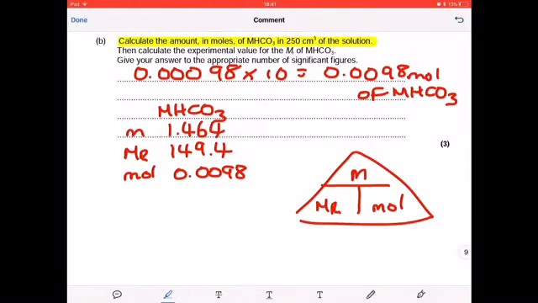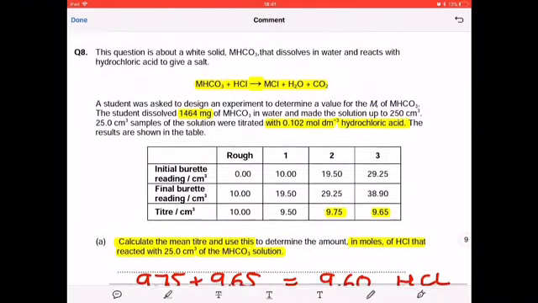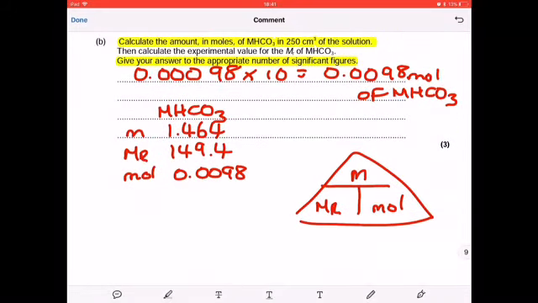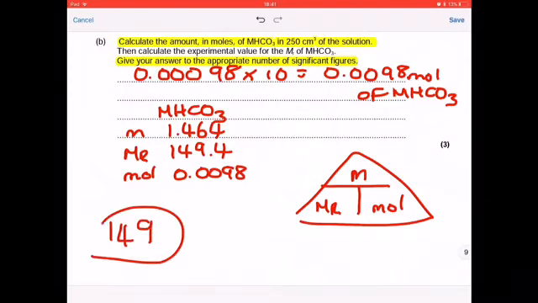It doesn't require you to do any more than that, but remember, to finish the question off, it does ask you to give your answer to the appropriate number of significant figures, and in this case all of the values in the question, if you have a little look back, were given to 3 significant figures, and therefore you can only give your answer to 3 significant figures, and in that case your answer should be 149.